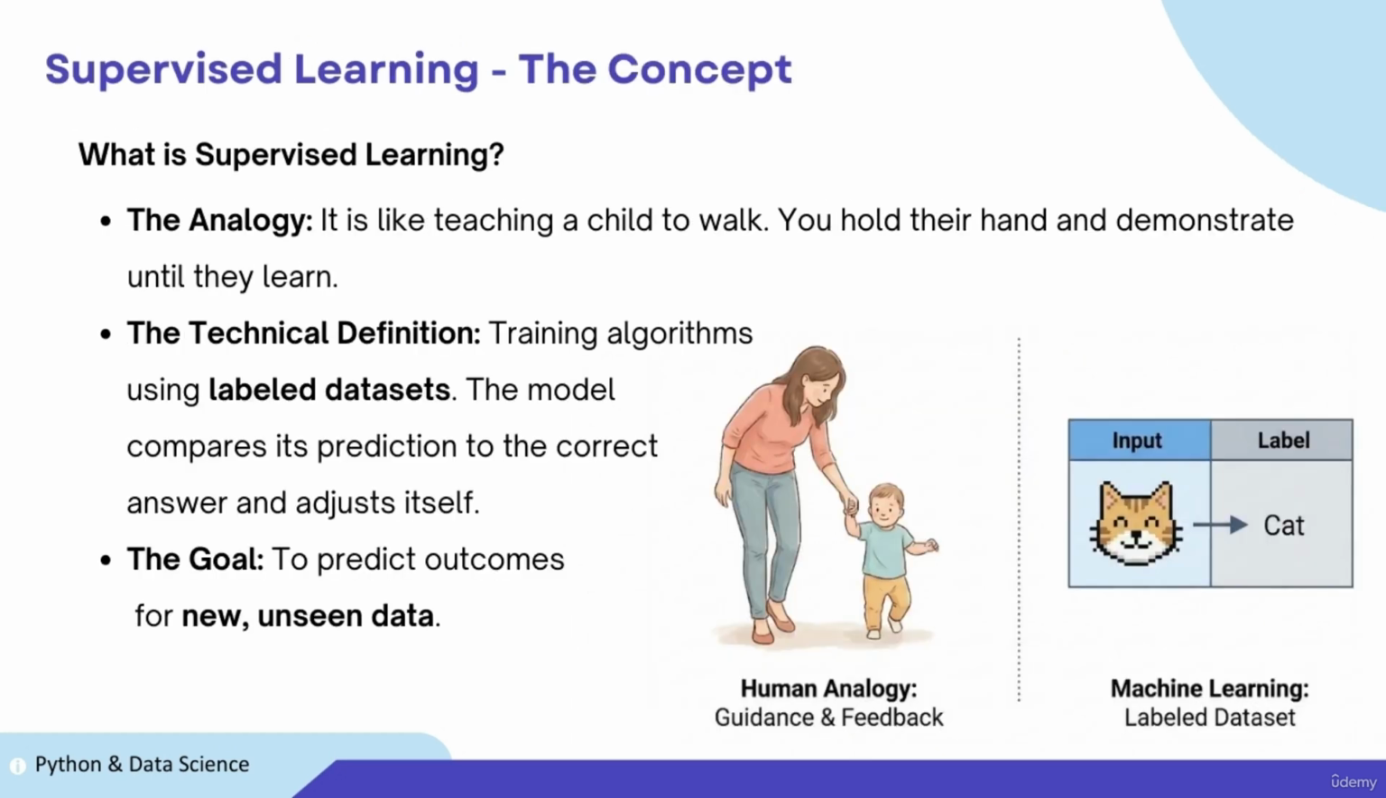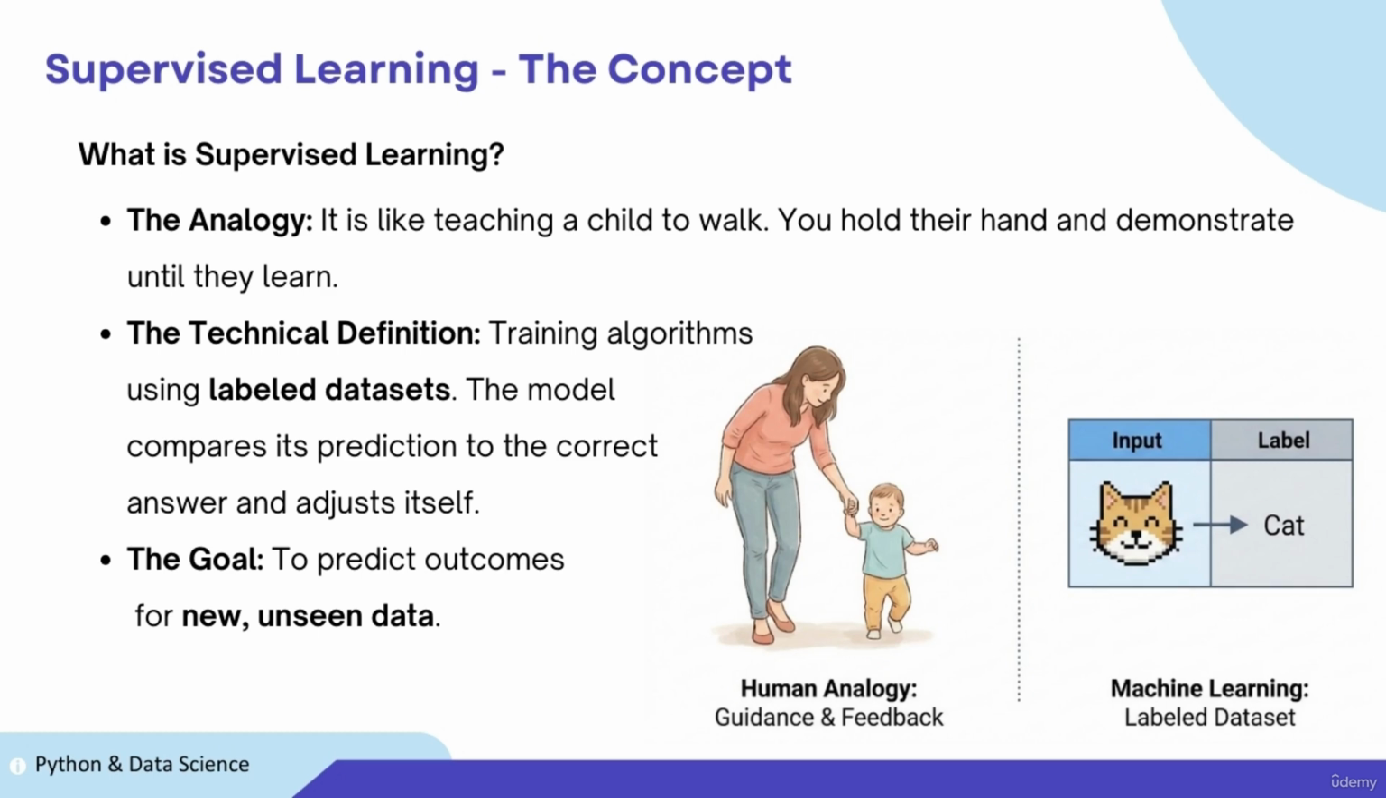Let's start with supervised learning. The best analogy here is teaching a child to walk. You hold their hand, you guide them, and when they stumble, you correct them. You're the supervisor. Technically, this means we train algorithms using labeled datasets.